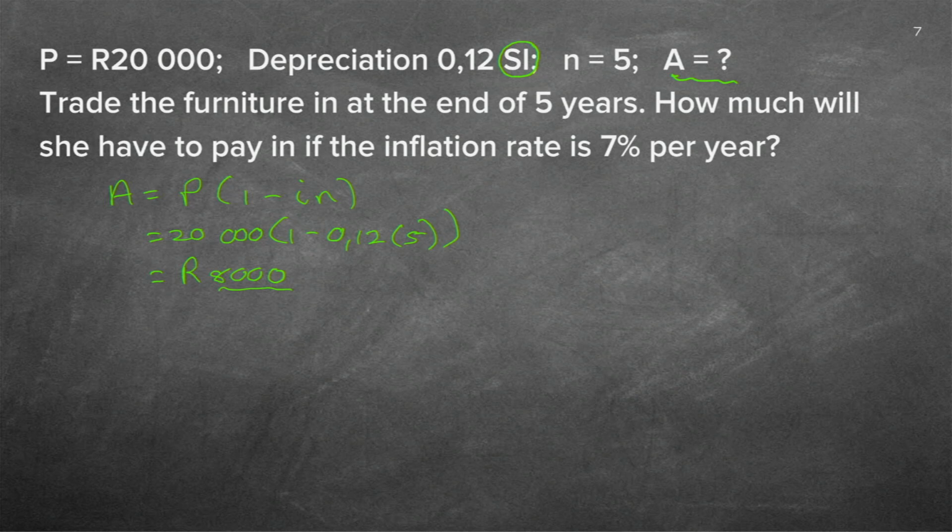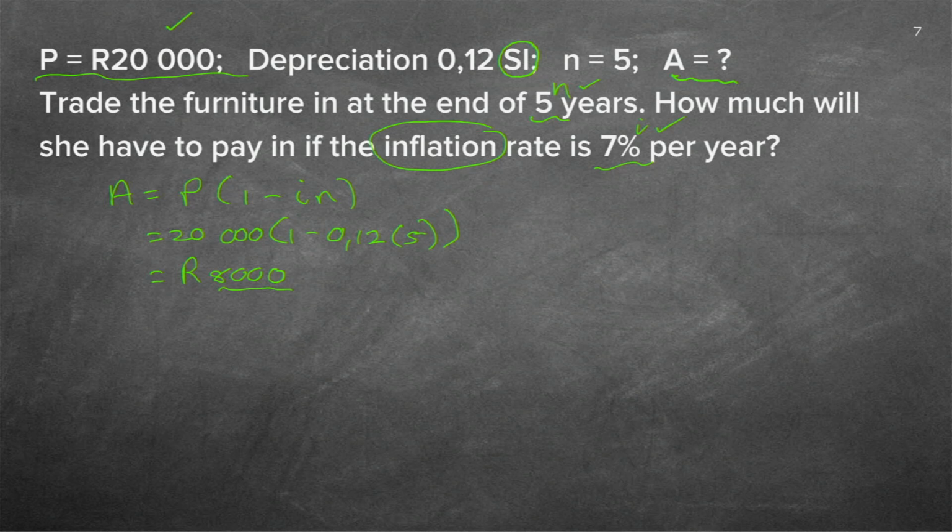Now she says, trade the furniture. She wants to trade the furniture in at the end of 5 years. So there's the N again. How much will she have to pay if the inflation rate is 7%? And there's my other piece of information. Let's just tick off 1, 2, 3. So there's my 3 pieces of information, but now let's make very sure what formula I must use.